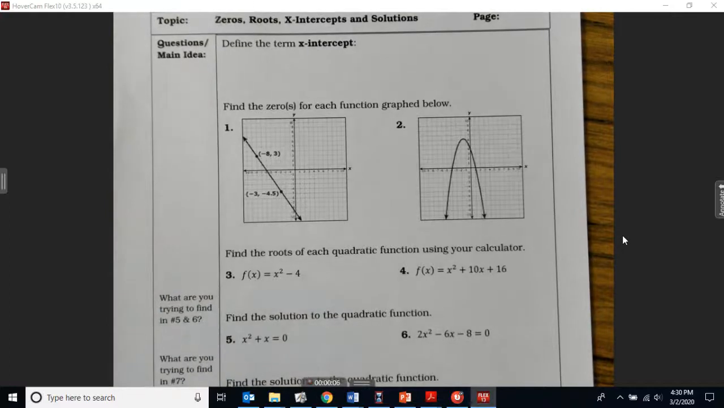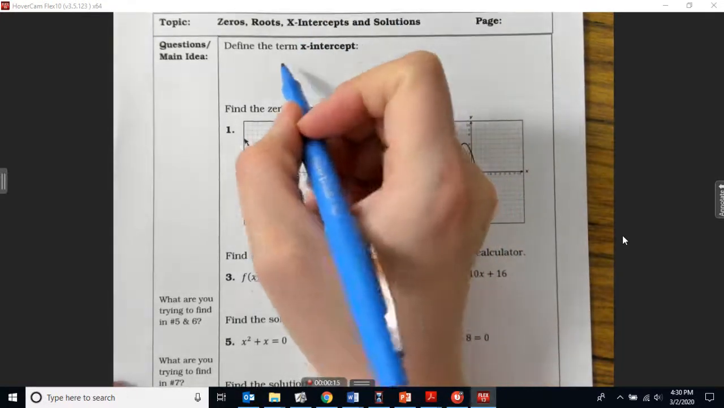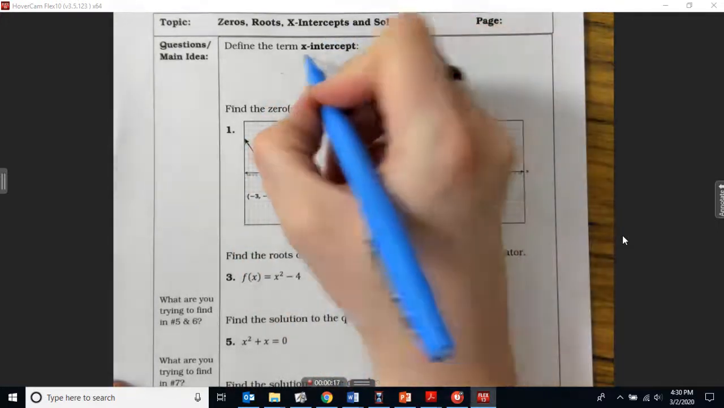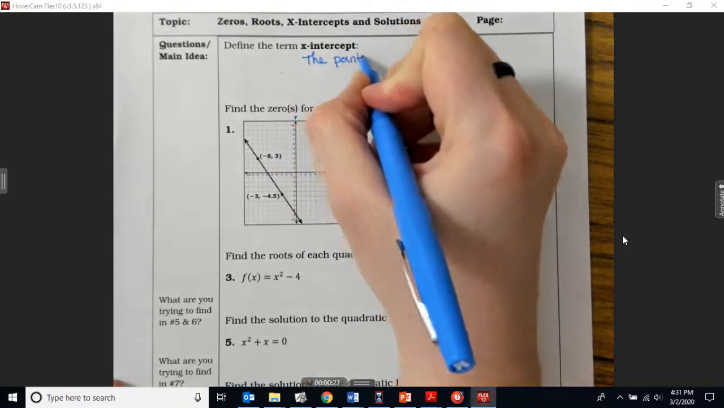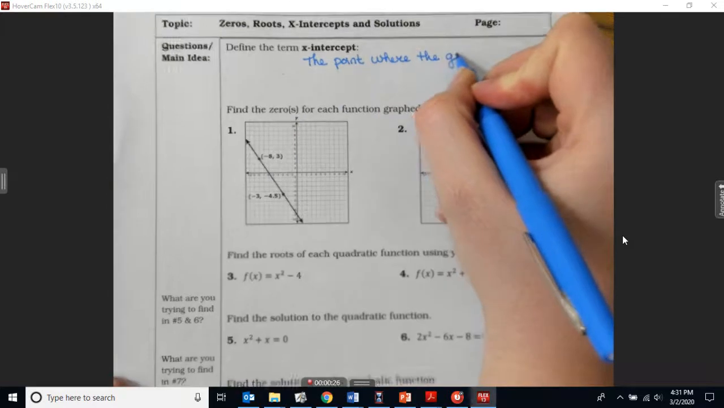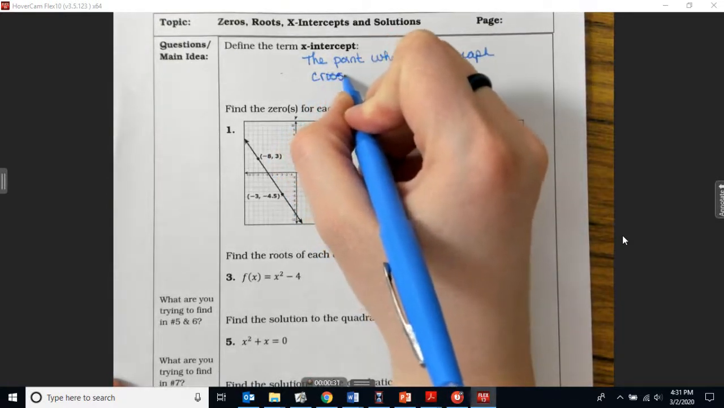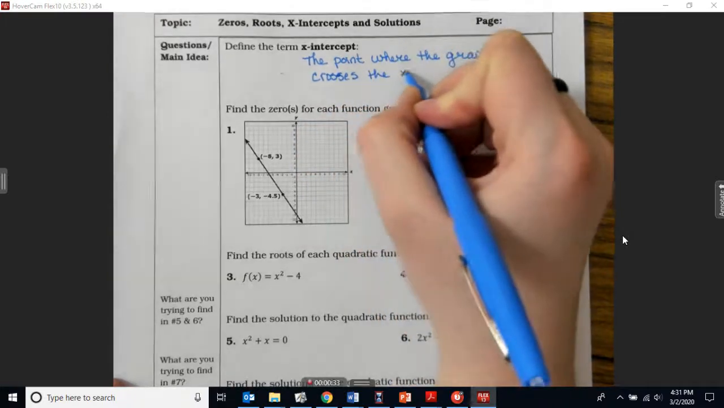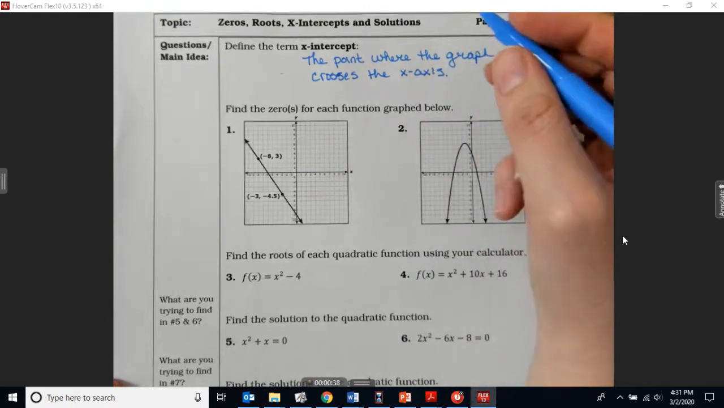Okay, we are going to solve quadratic equations, and we're going to use our calculator today to do so. We need to first remember what an x-intercept is, and it's just the point where the graph crosses the x-axis. Because that's what we're going to focus on today, finding the x-intercepts.